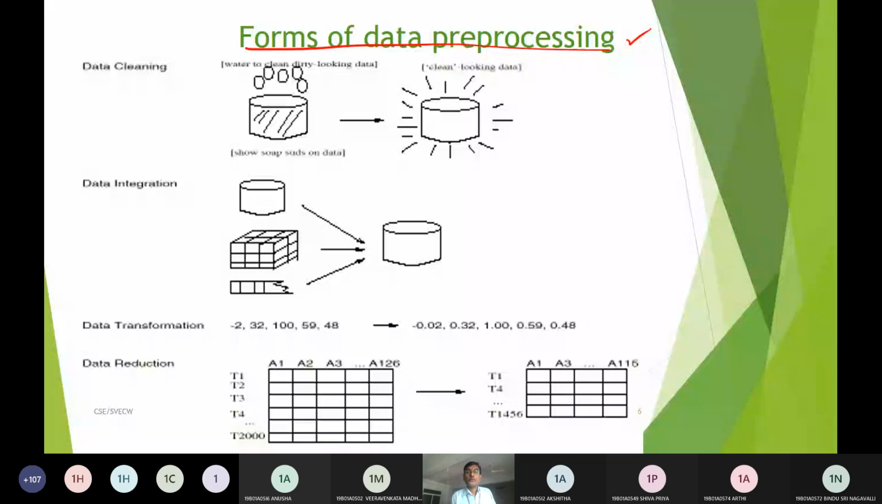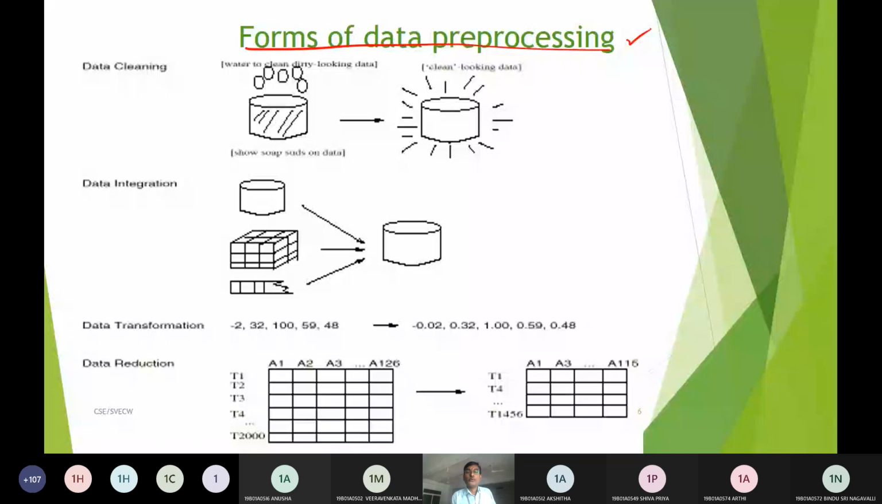How are we going to do it? We call it pre-processing. So the properties mentioned earlier, accuracy, consistency, completeness, timeliness, believability, and interoperability, are implemented with cleaning, integration, transformation, and reduction. Therefore, the noisy data will be converted to pure data. So this is the first form.